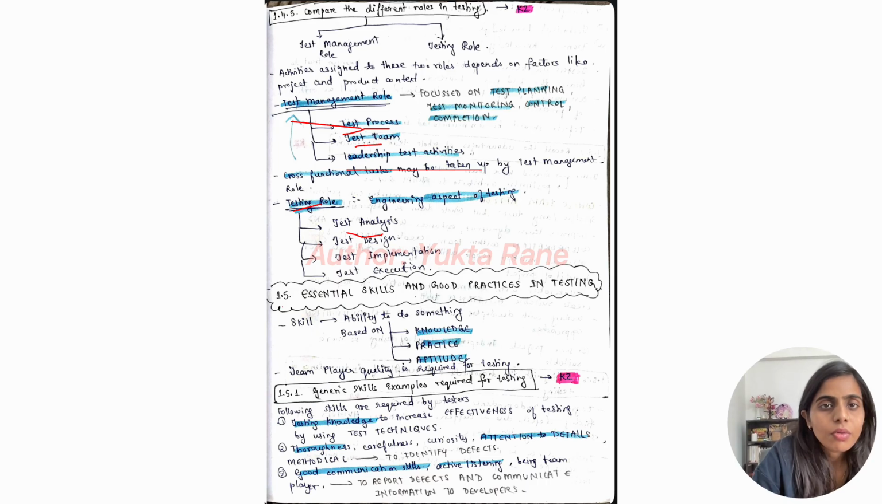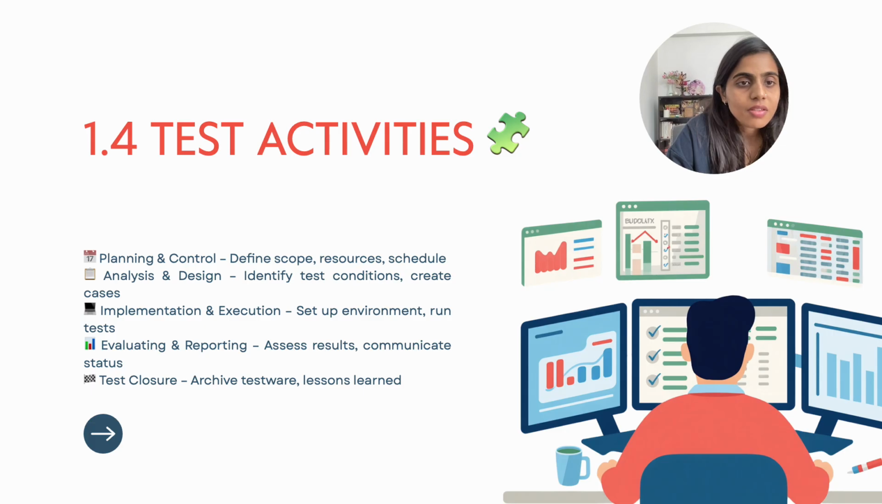So this was a very easy module. It is basically segregating your test activities into two generalized roles, which were test management, managing the test, and the second one was testing, actual testing or the technical or engineering aspect of testing. Okay. So this marks the end of module 1.4. Now moving on, we will be having the summary of what we just learned.